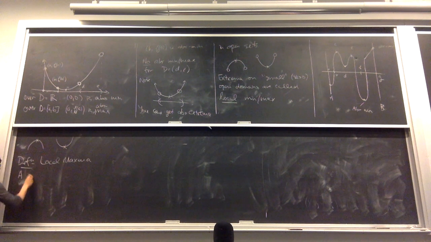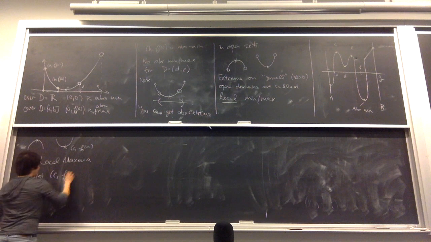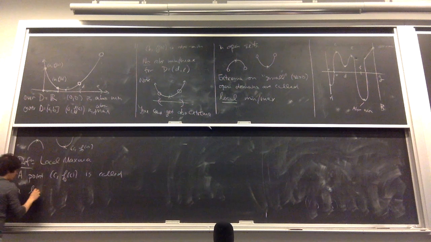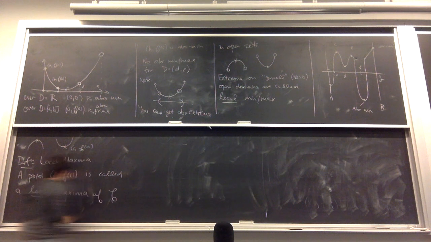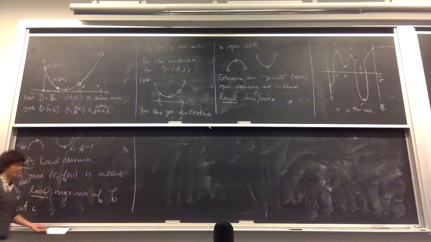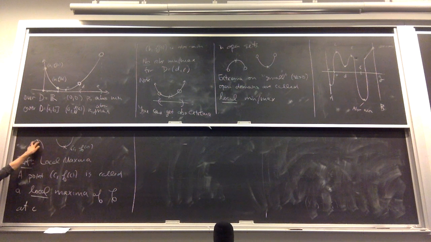A point c, f of c, is called a local maxima of f at c when what? Can anyone give me some algebra? What do I have to say? If this is a local maxima, that means it has to be the biggest thing over some tiny open set that's around it. So there must exist some open interval around it where that's the biggest thing.